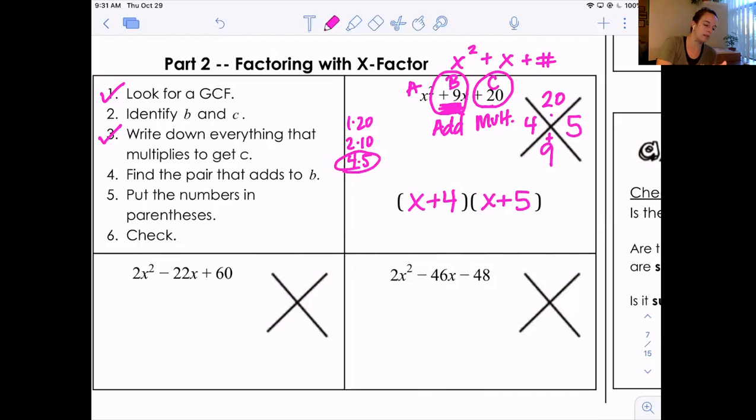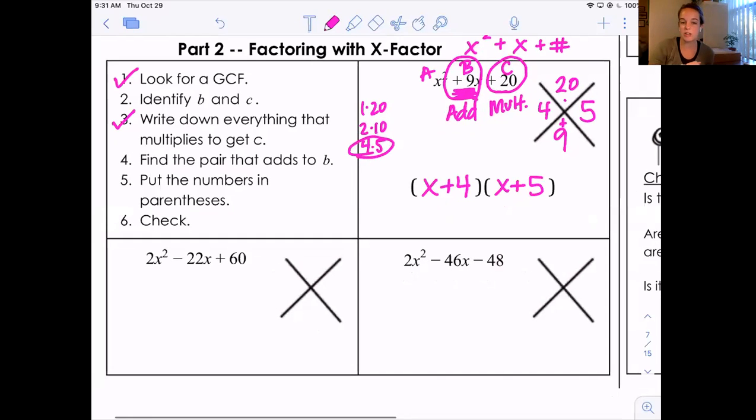All right. So we're going to try this next one. It's 2x squared minus 22x plus 60. Take a moment to write that down.